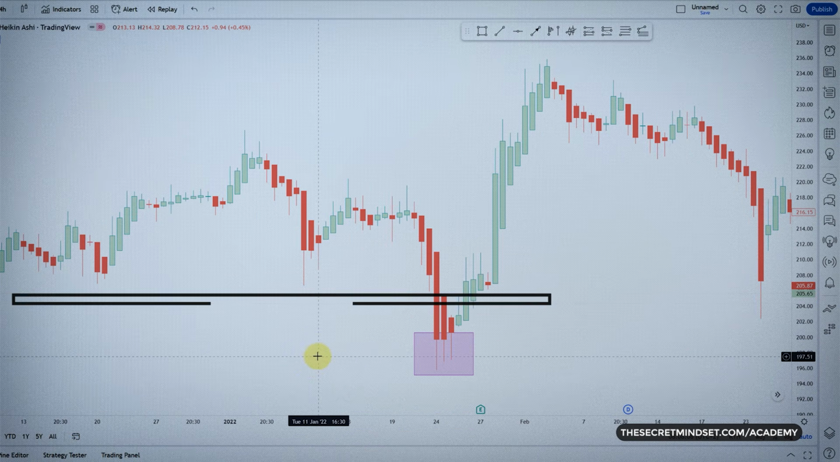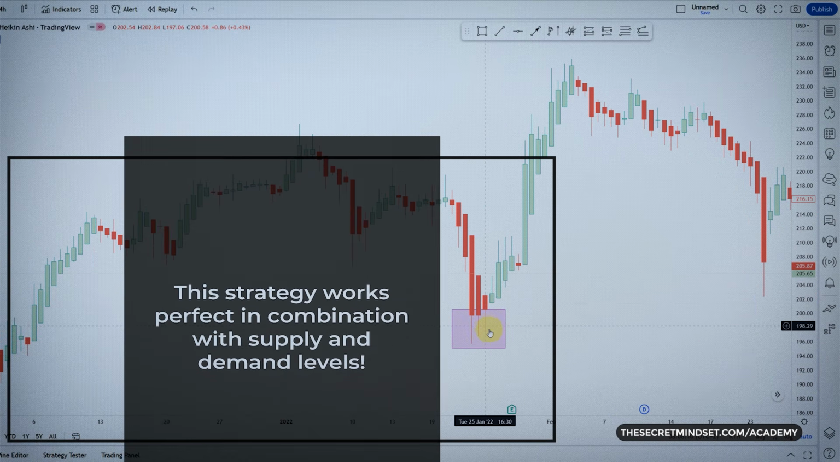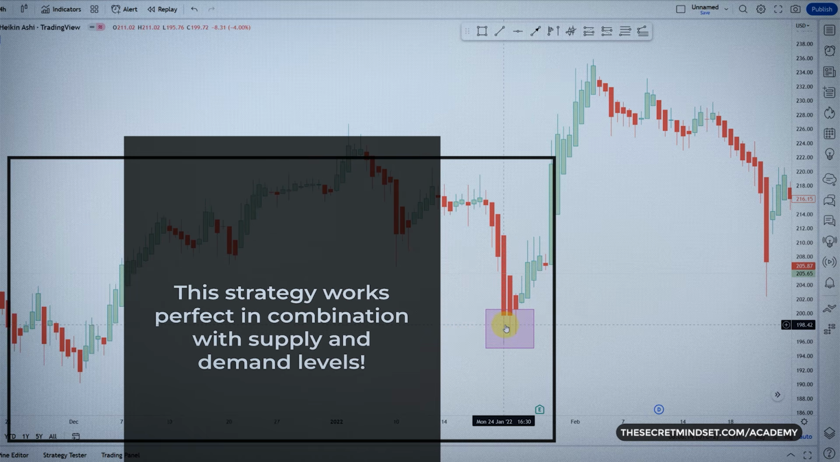Now, this strategy works perfectly in combination with supply and demand levels. If you want to learn to trade them on Heikin-Ashi charts and not on classic candlestick charts, you definitely must watch this video.